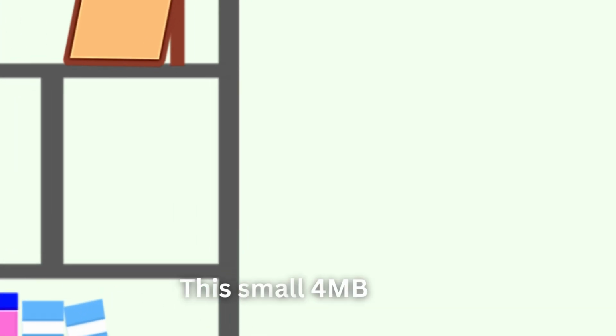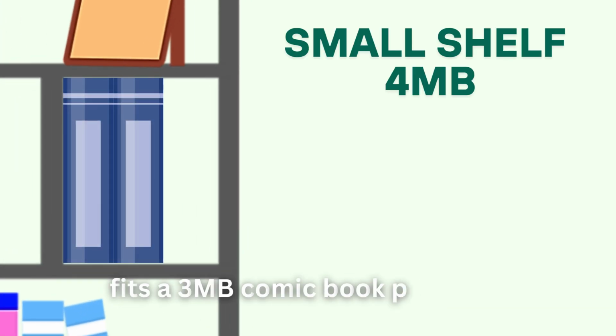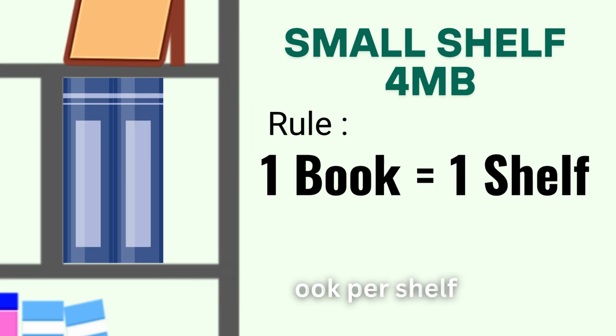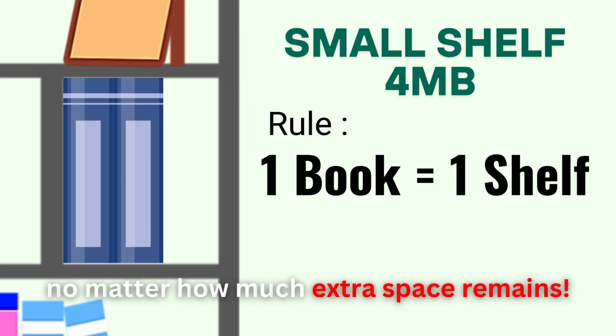This small 4 MB shelf fits a 3 MB comic book perfectly. But look, there's still 1 MB of empty space we can't use. This is called internal fragmentation. Only one book per shelf, no matter how much extra space remains.